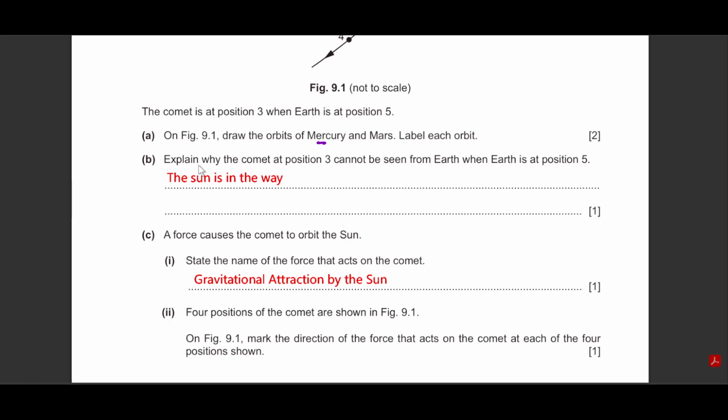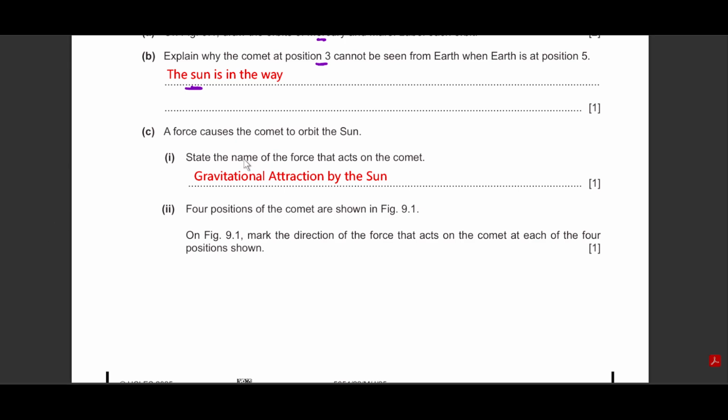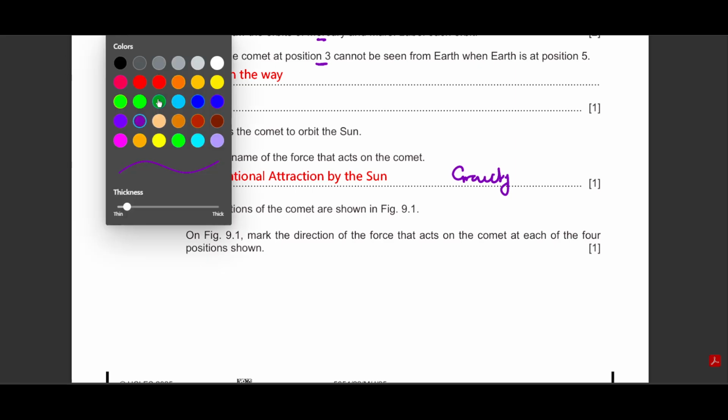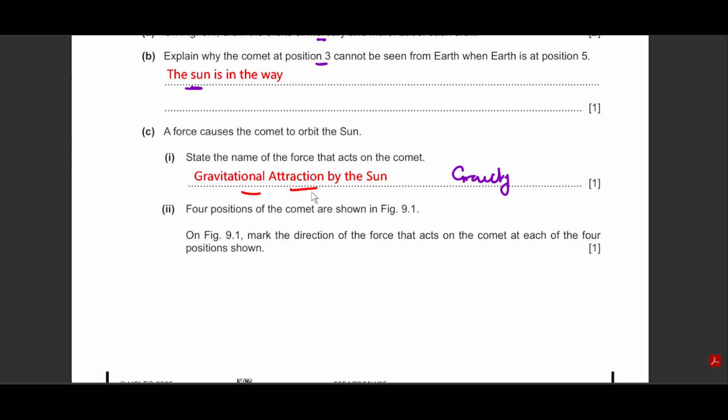Explain why the comet is not visible at this position. It's very simple. The sun is in the way, we can't see it. Now, sometimes students write down gravity here. Gravity will be incorrect. The correct answer will be gravitational attraction. But by whom? Provided by the sun.